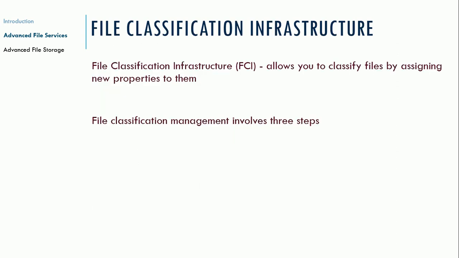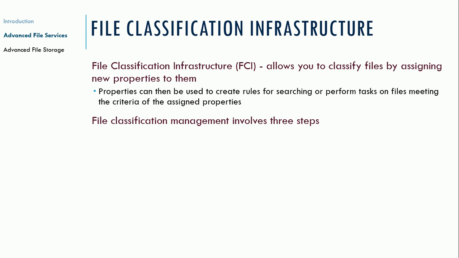The next service that we're going to talk about for file services is file classification infrastructure, which allows you to classify files by assigning new properties to them. So this allows you to create ad hoc properties for files, which is useful for adding additional metadata to files. So this allows you to add more metadata to files than what's available natively in Windows or in the file header itself. So file classification management involves 3 steps.